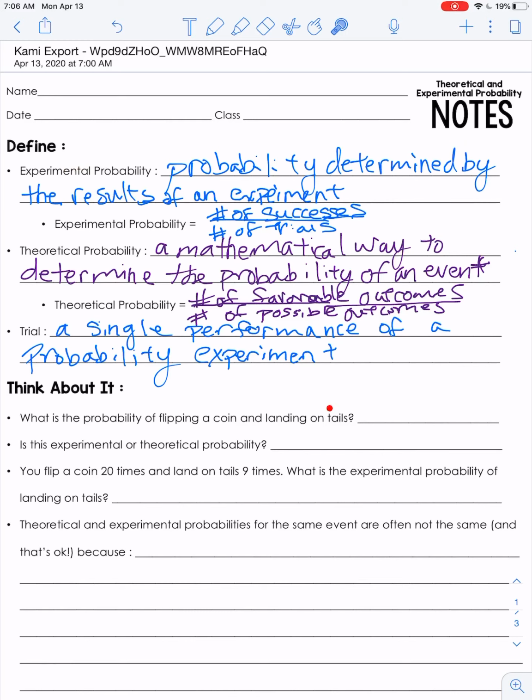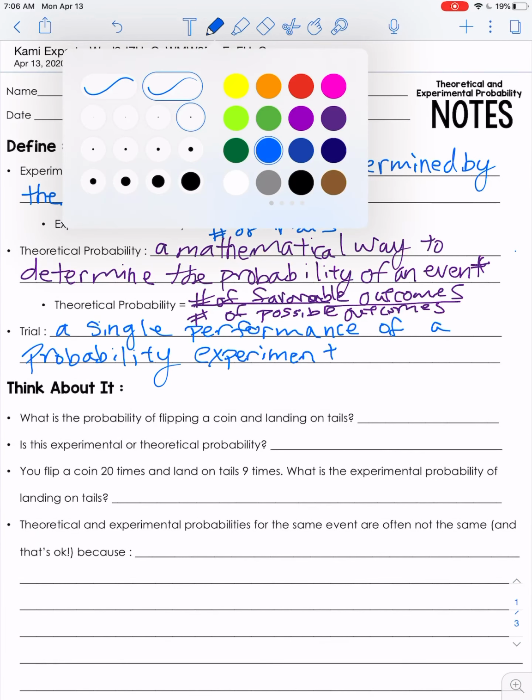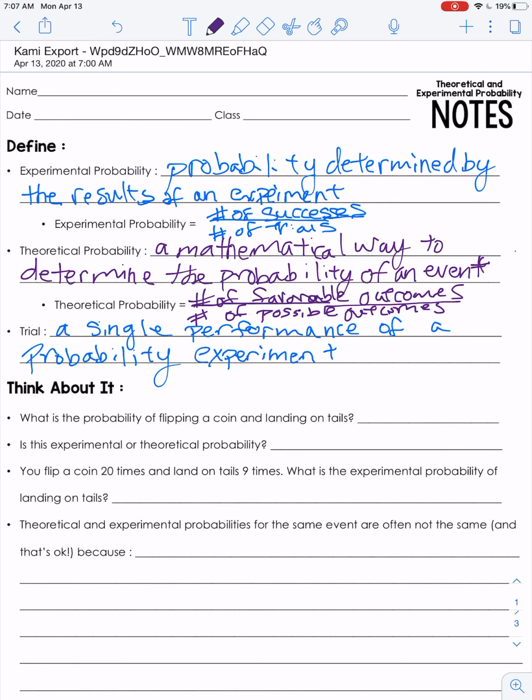So let's think about it. What is the probability of flipping a coin and landing on tails? So this is going to be our theoretical probability because we're not actually going to flip the coin yet. So it's theoretical. So we know that there's one favorable outcome and two total outcomes. So we have a probability of 1/2. And like I said, this is a theoretical probability.